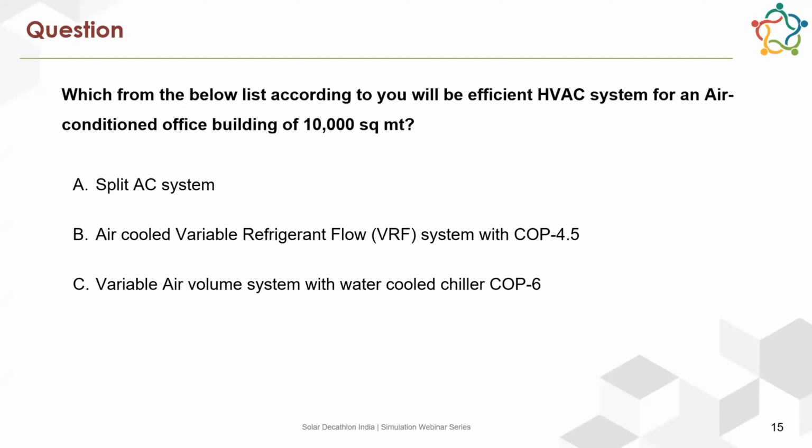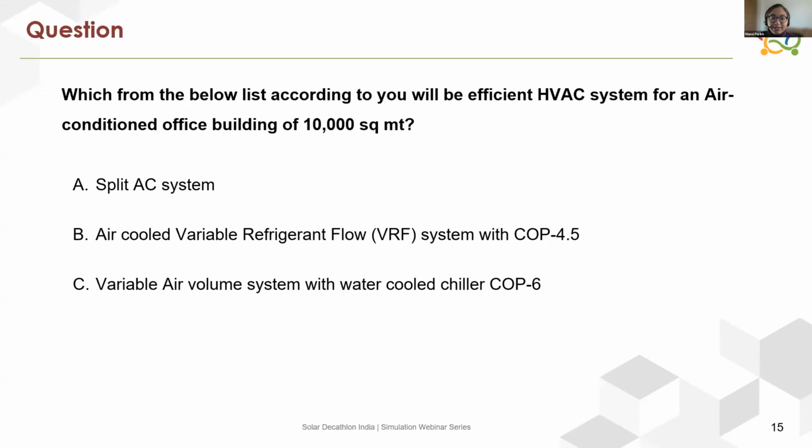So our second question for today, I have just launched it. Which from the below list, according to you, will be the efficient HVAC system for an air-conditioned office space where the area is 10,000 square meter? The options are: split AC system; second, air-cooled VRF system with a COP of 4.5; and third, variable air volume system, also known as a VAV system, with water-cooled chiller, where the COP is 6.